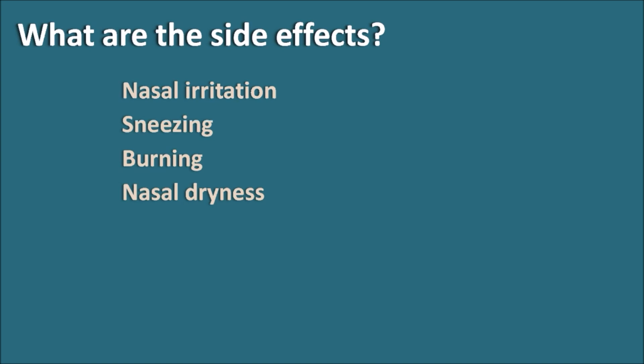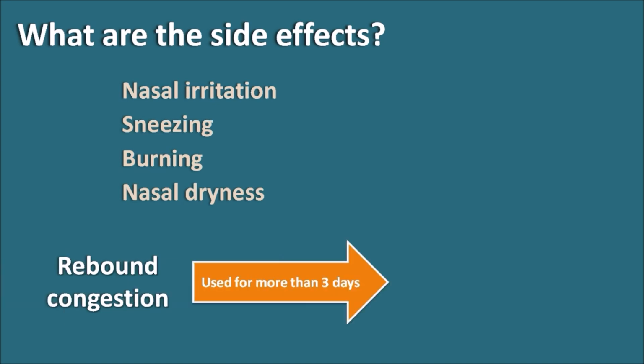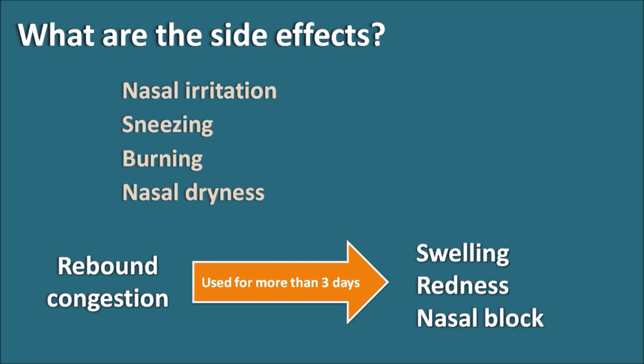Apart from these side effects, one of the limitations of the nasal decongestants is rebound congestion. Rebound congestion is a reverse effect of the nasal decongestants when they are used continuously for more than 3 days. In such a situation, they increase the congestion by increasing the swelling, redness as well as the nasal block. The exact mechanism for this is not clear, but some counteractive mechanisms may develop within these 3 days which may further increase the nasal congestion.